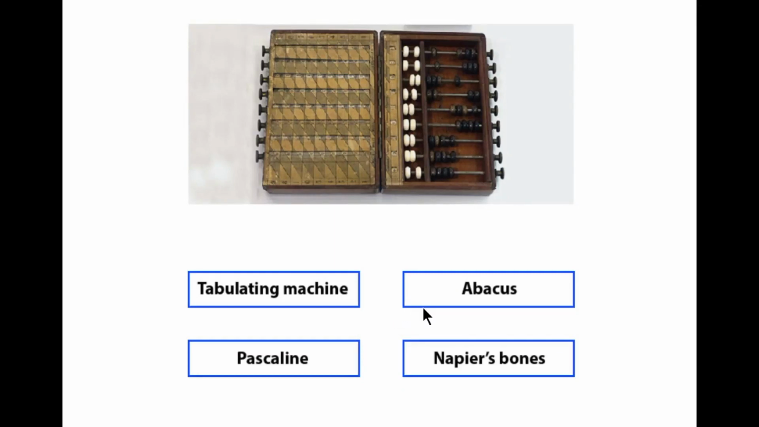Device made up of rods of bones, ivory and metal. It was used for multiplication and division. Tabulating machine, abacus, Pascaline, Napier's bones. What is the correct answer? The correct answer is Napier's bones.